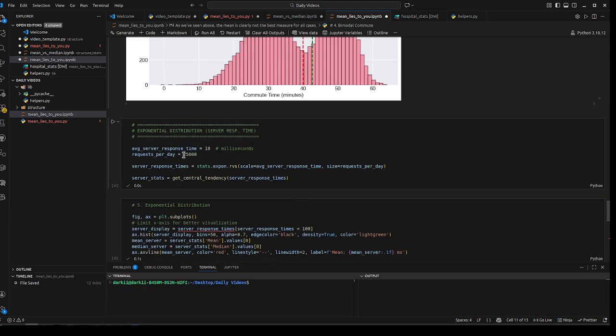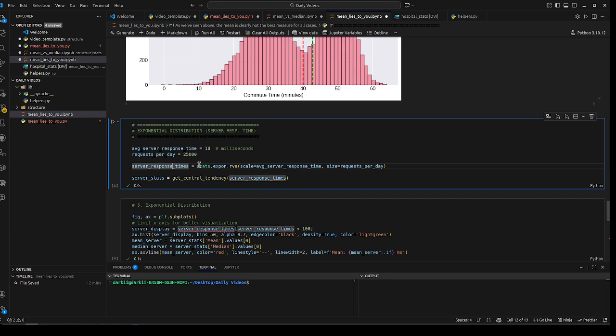Okay, so final one, we're going to look at an exponential distribution. This is one that starts off with a high frequency, but over time, or over whatever measure you're looking at, decreases exponentially. So here we're looking at like a server example. Imagine you have a server, right? You're getting a web page and you need a response. So we're saying the average server response time is 10 milliseconds. And there's about 25,000 requests per day.